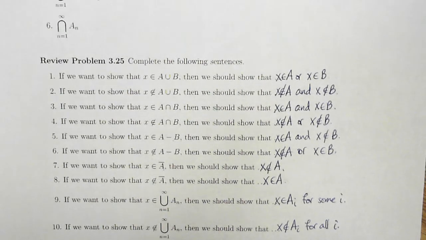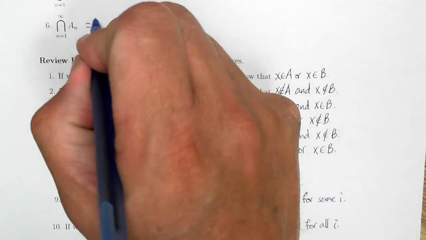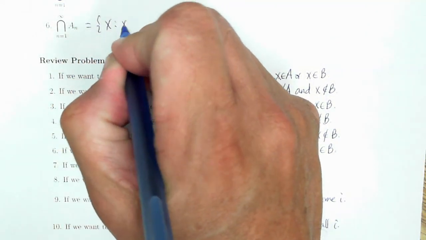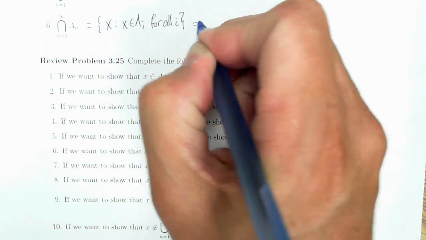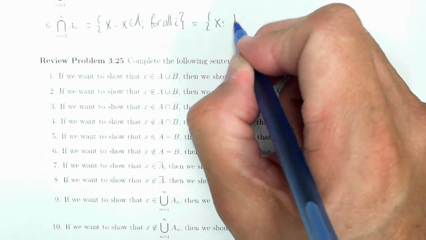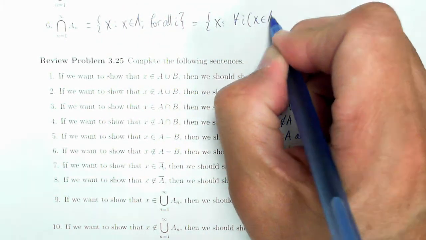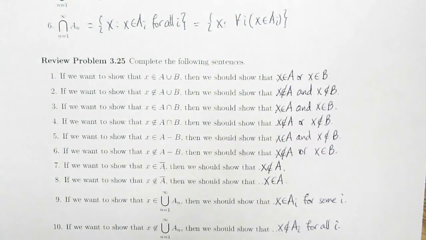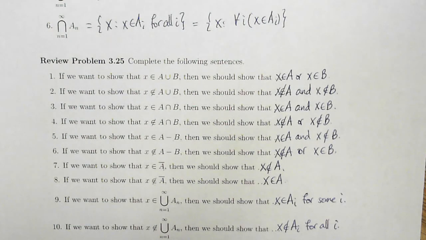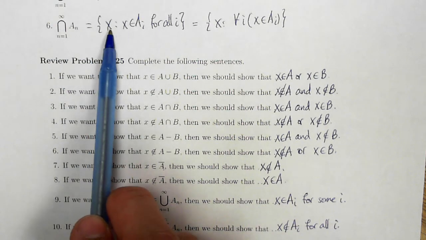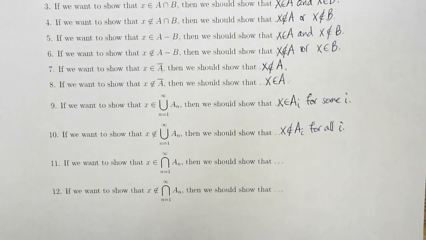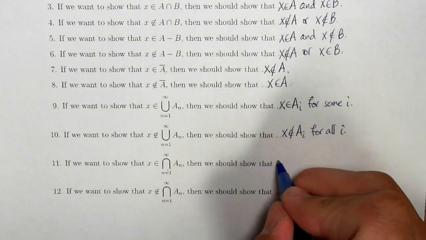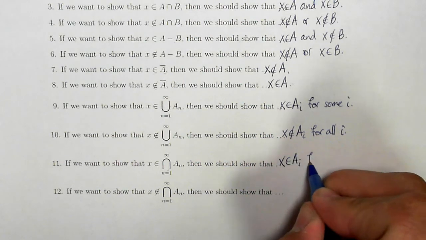Okay. Last, the infinite intersection. This would be the set of all things such that X is in A sub I for all I. Or written more compactly, the set of all X such that for all I, X is in A sub I. Okay, so I'm looking for all things that are in every single set. Therefore, if I want to show something is part of this infinite intersection, I would need to show that X is in A sub I for all I.